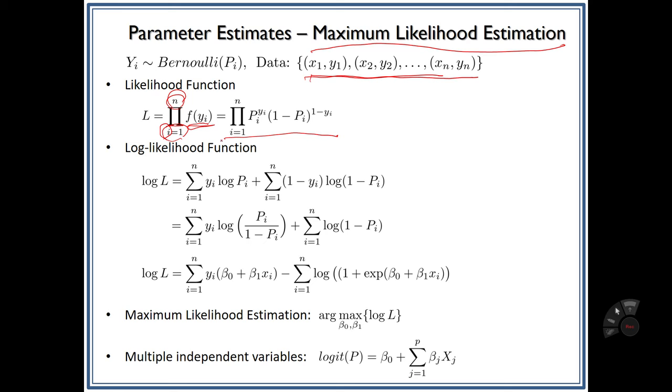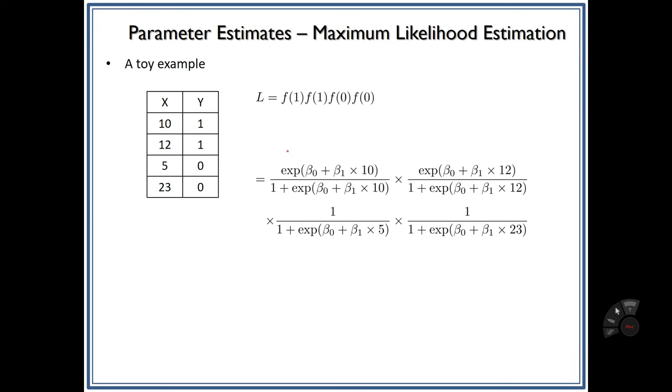And then what does this mean? What does this formula mean? If the y value is 1, only this part remains. If the y value is 0, only this part remains, right? So for the observation having y value of 1, we multiply the probability that y becomes 1. If the y value is 0, then we multiply the probability that y becomes 0. Okay? Then let's take a look at this simple example.